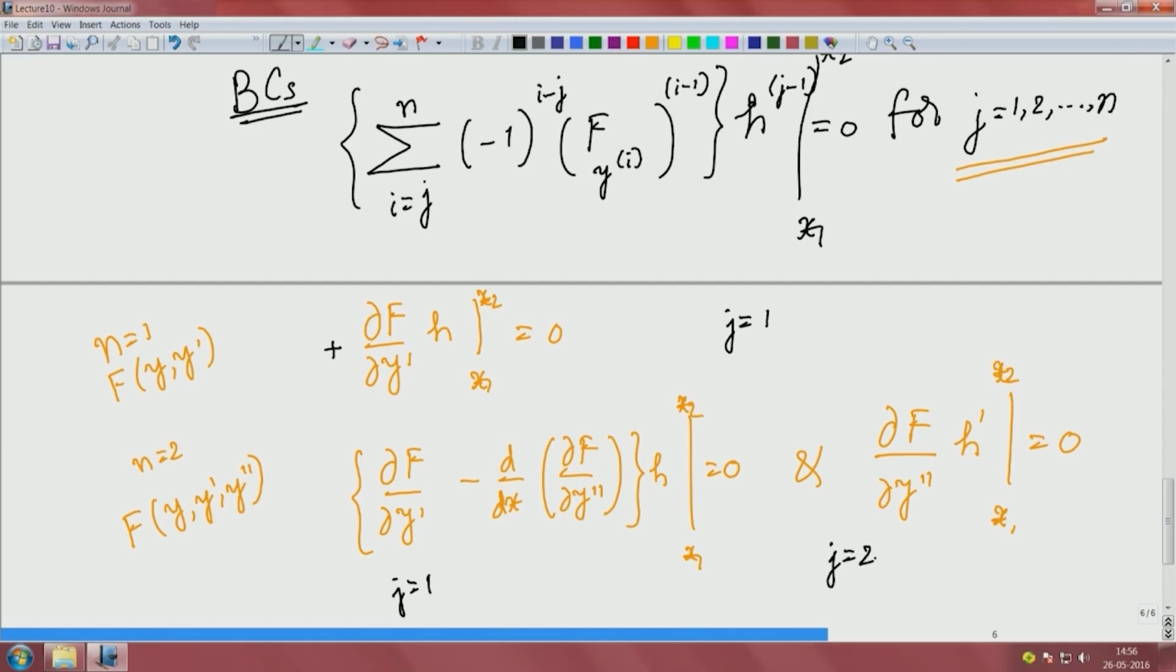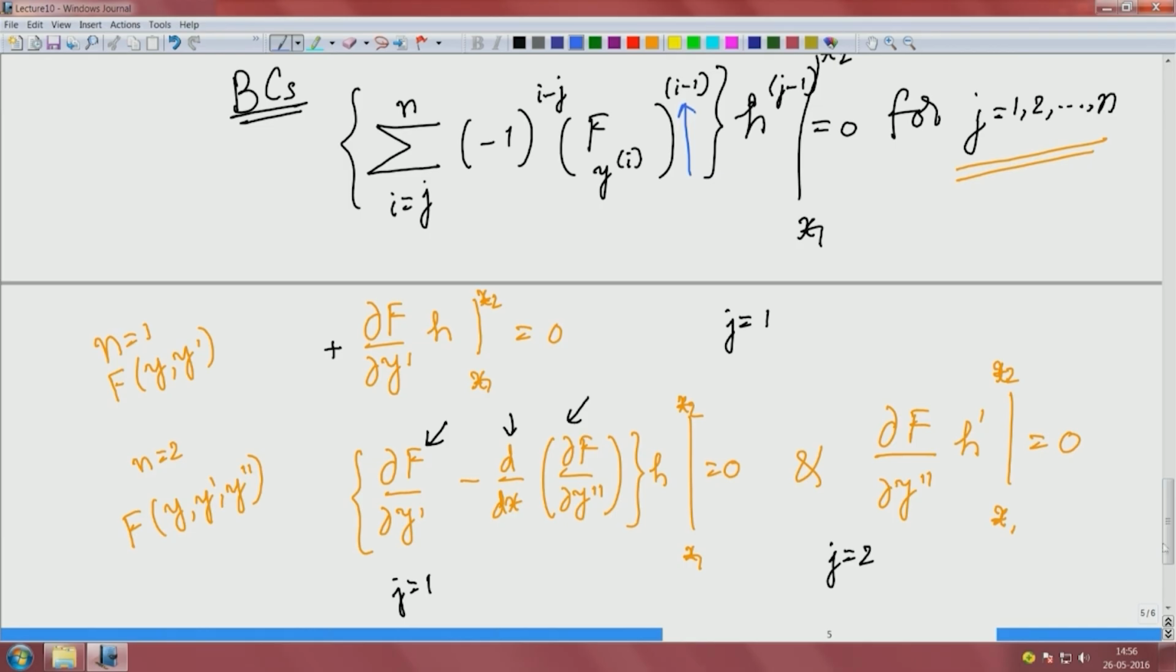If j equal to 2, now i goes from 2 to 2, so we only get one term here. For j equal to 1, you will have two terms coming. So, we have the first term and then the second term, with i minus 1. The first one, i equal to 1, will have no derivative there, otherwise we have one d/dx, as this one is showing.